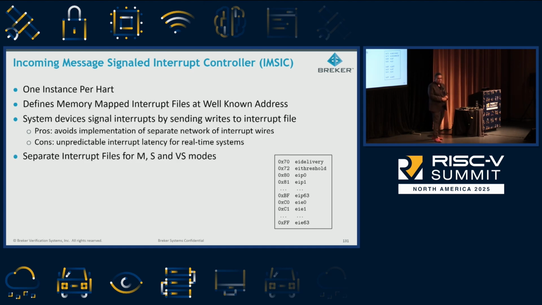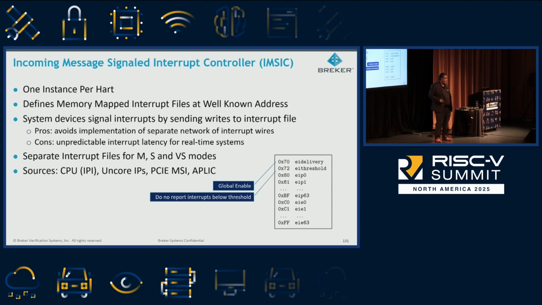I think I mentioned that you have different files for different privilege levels. Writes can come from other CPUs, from PCIe, from a DMA. And a little bit of an idea of what's in this memory map file: this master enables some threshold idea of which interrupts should be passed. You can query it to see where interrupts are pending. You can enable different interrupts.